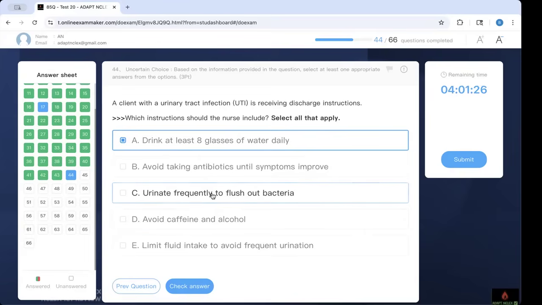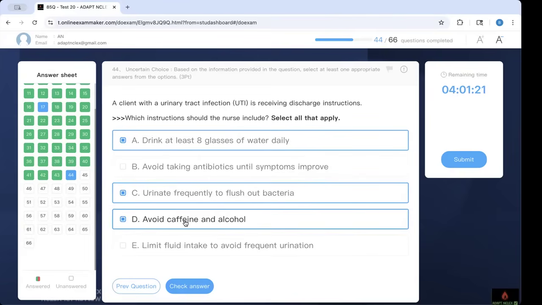You shouldn't avoid antibiotics. Urinate frequently to flush yourself out. Avoid caffeine because they are irritants. You shouldn't limit fluid.